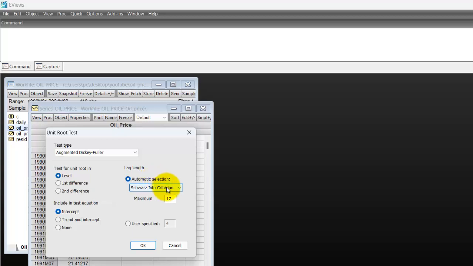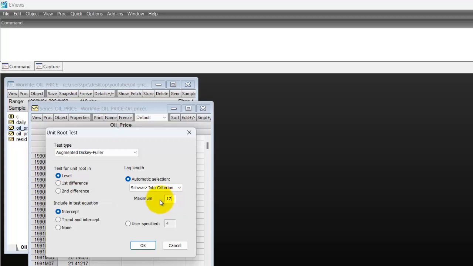We are going to stick to the default setting. So you don't need to change anything here. The user specifies, don't change it. Maximum, this is lag length. So the maximum lag length here is 17. So Eviews will automatically select the optimal lag for us.